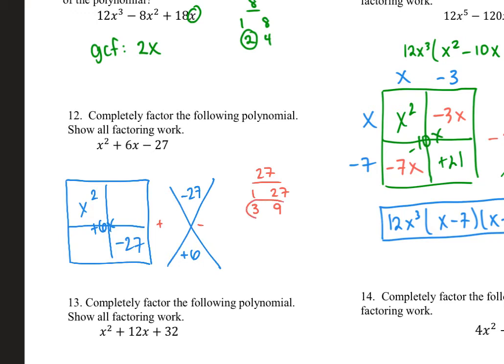So of these, we can use 9 and 3 to get 6, and in order to get positive 6, it's 9 and negative 3. So now we can put that in the box. So this is 9x and negative 3x, and then we can get the outside. Top row, GCF is x, so this has to be x plus 9 and negative 3. So my factored polynomial is x minus 3 and x plus 9.